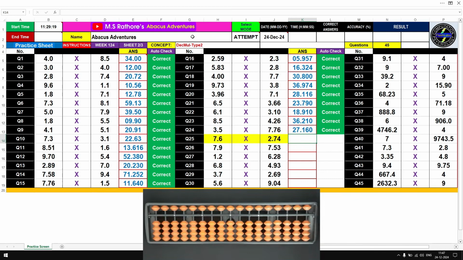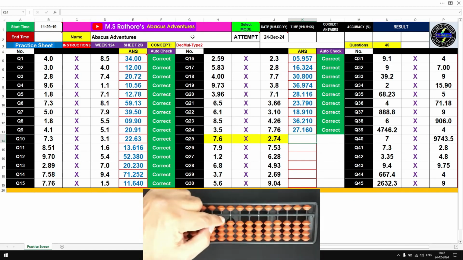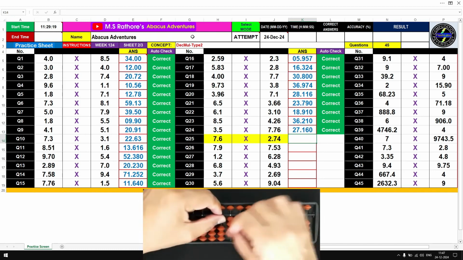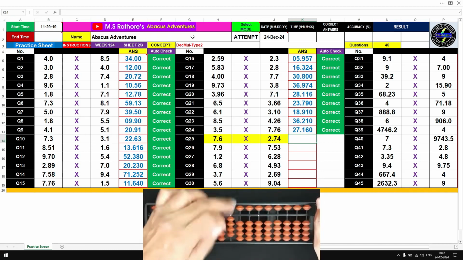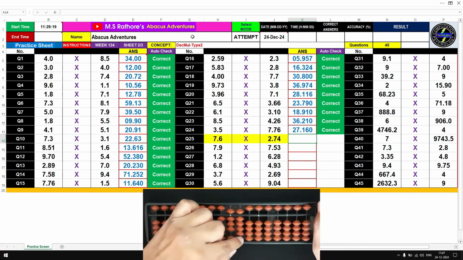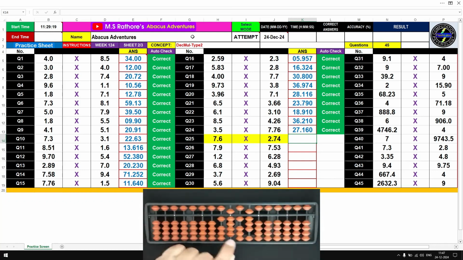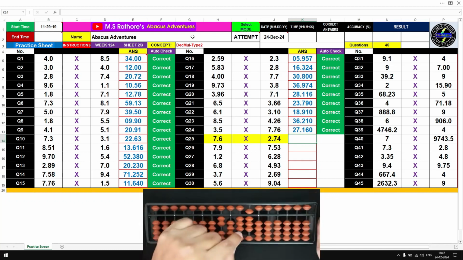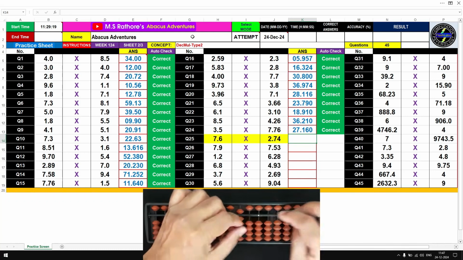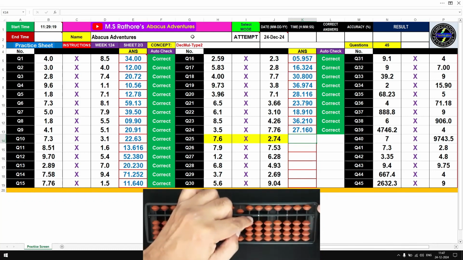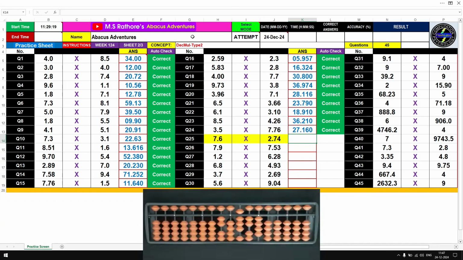Question number 25, 7.6 multiplied by 2.74. Let's begin from rod number 2. 7 2s are 14, shifted. 7 7s are 49, shifted. 7 4s are 28. Round 2 begins now. 6 2s are 12, shifted. 6 7s are 42, shifted. 6 4s are 24, and the answer is 20.824.